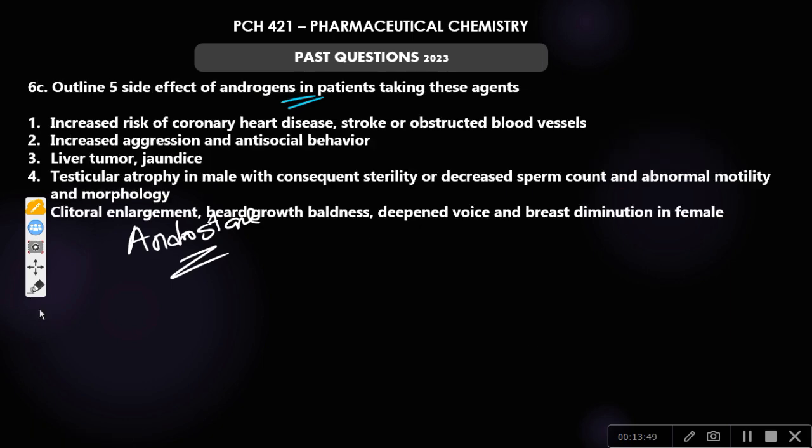Now next. The next one is: outline 5 side effects of androgens in patients taking this agent. You have increased risk of coronary heart disease, stroke, or obstructed blood vessels, increased aggression and antisocial behavior, liver tumor, jaundice, testicular atrophy in male with consequent sterility or decreased sperm count and abnormal motility and morphology, clitoral enlargement, beard growth, baldness, deepened voice, and breast diminution in what? In female. Is that okay? So those are some of the side effects associated.